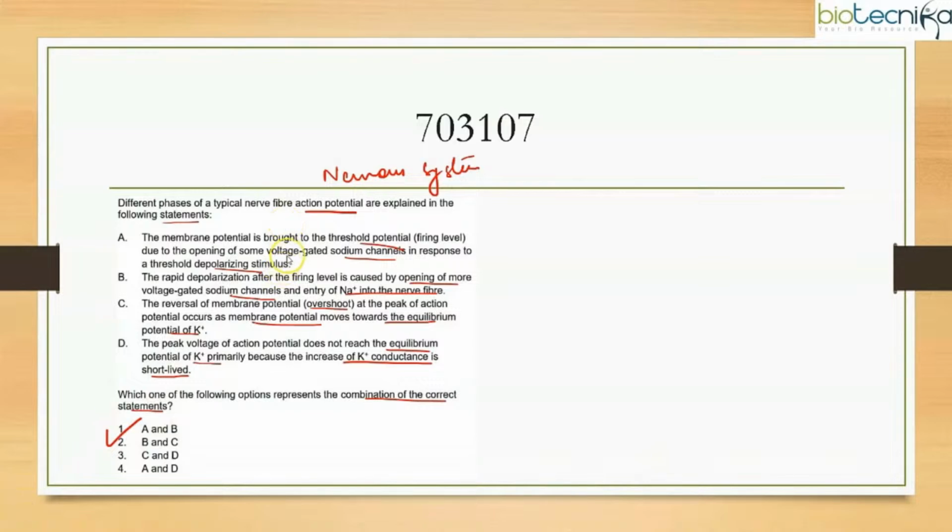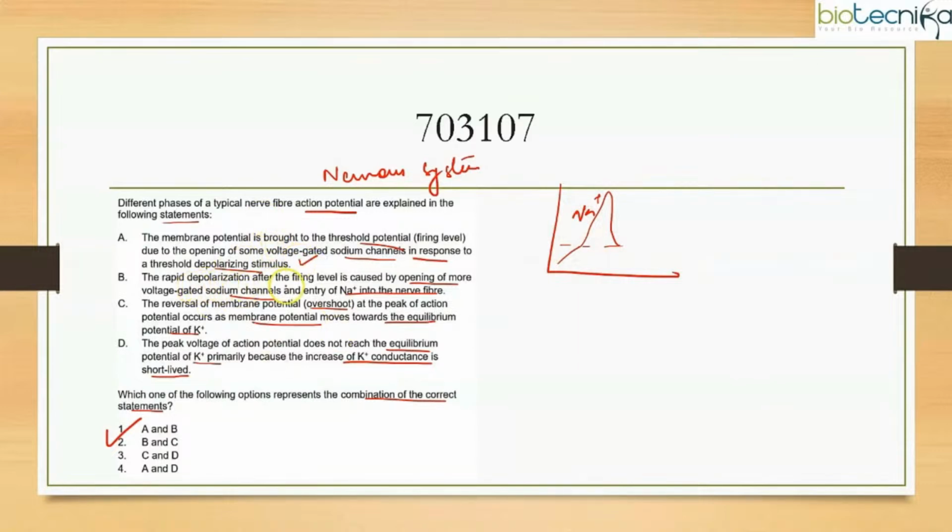So, let us understand the various statements over here. The first statement says the membrane potential is brought to threshold potential due to opening of some voltage gated sodium channels. Definitely, what happens in the graph? First it reaches the threshold, and at that time the sodium channels open. So statement A is correct.